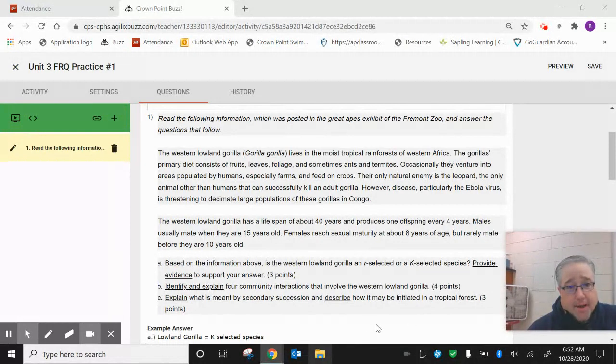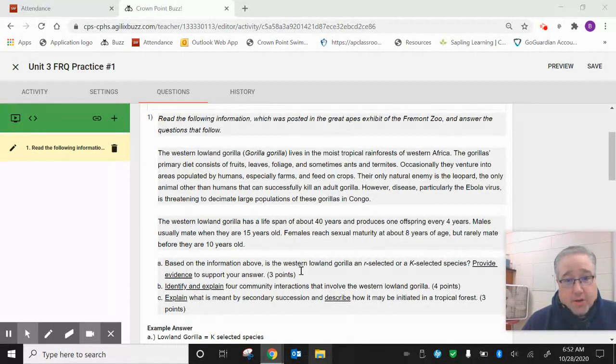The first question, based on the information above, is the western lowland gorilla an R-selected or K-selected species? Then provide evidence to support your answer. So you'll notice that there's 3 points for that question. At least that's how the AP graders would grade it. I'm going to grade this a little bit differently, and I'll explain in a minute how I'm going to do that. But I did mention it in my agenda.